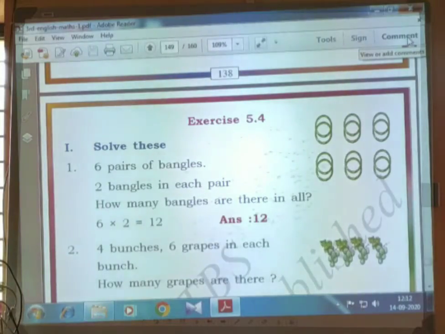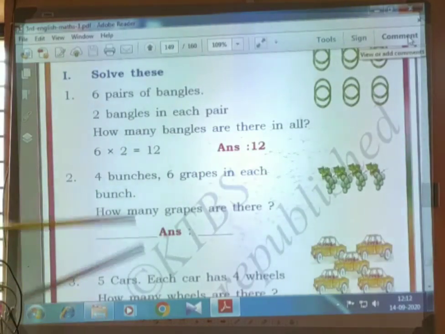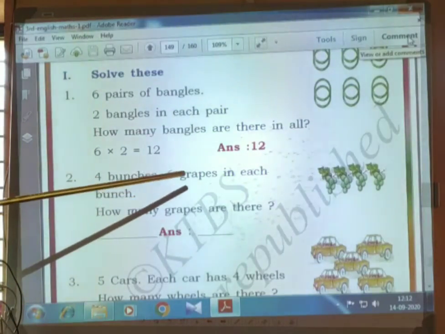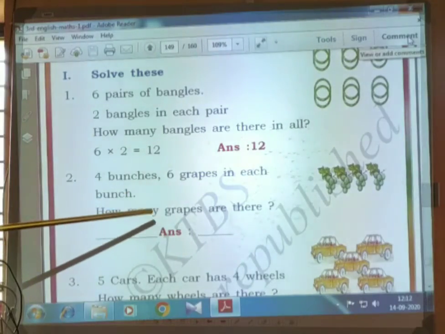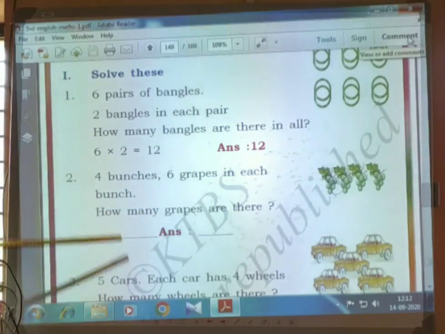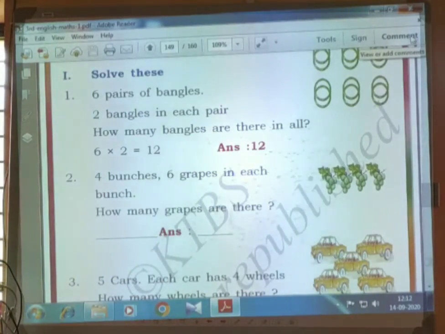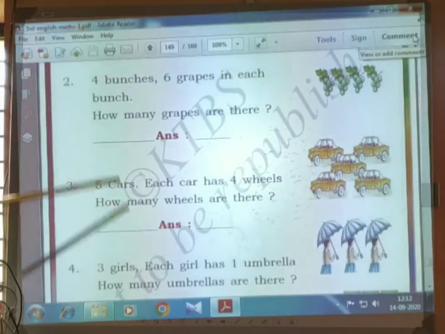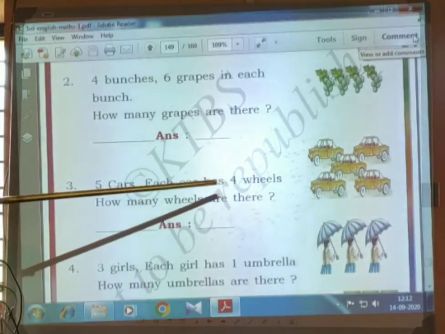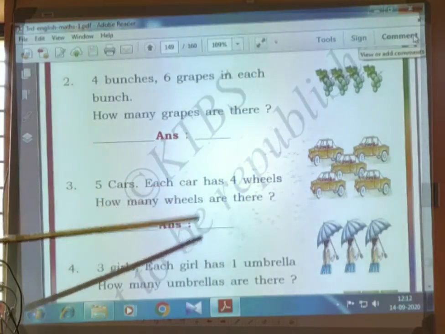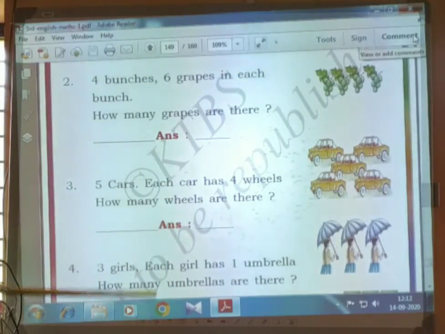Solve these examples. 6 pairs of bangles, 2 bangles in each pair. Then how many bangles are there in all? 6 into 2 is equal to 12. 4 bunches, 6 grapes in each bunch. Then how many grapes are there? 4 into 6, answer 24. 5 cars, each car has 4 wheels. How many wheels are there? 5 into 4 is equal to 20.